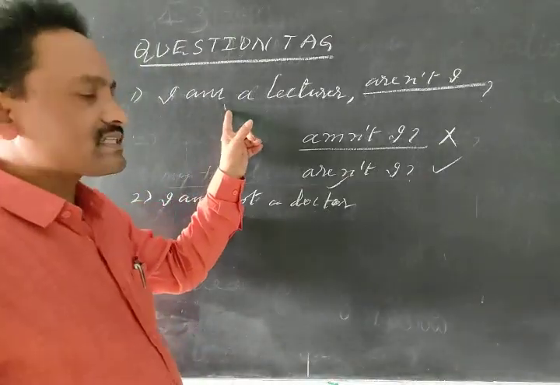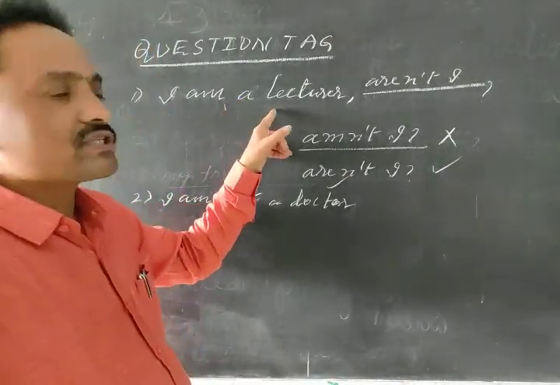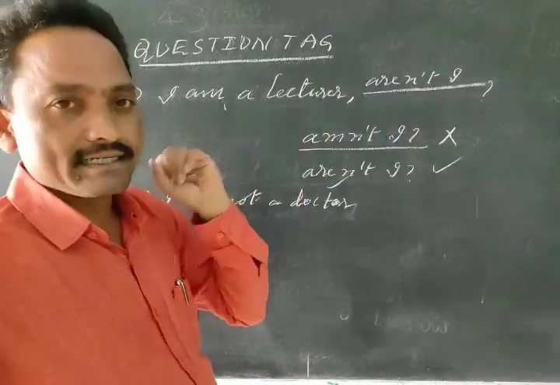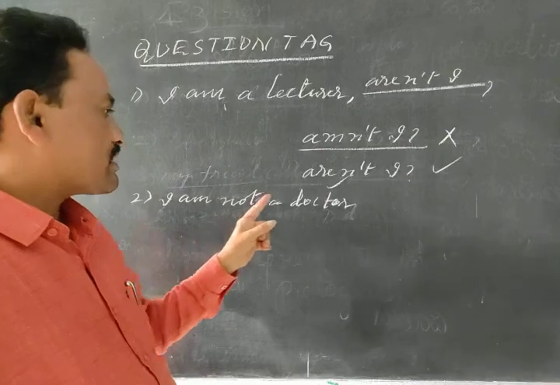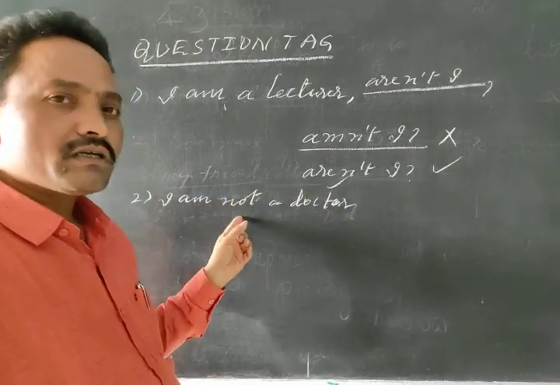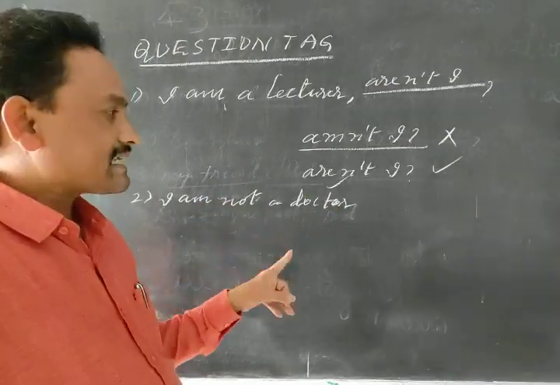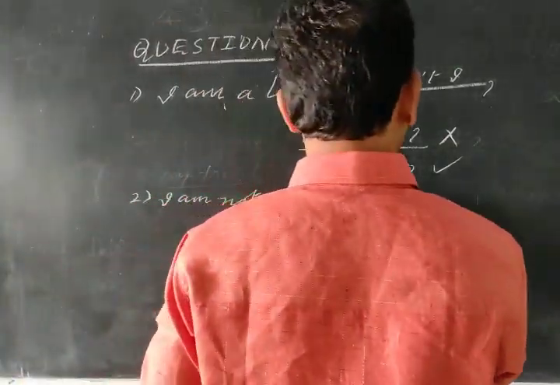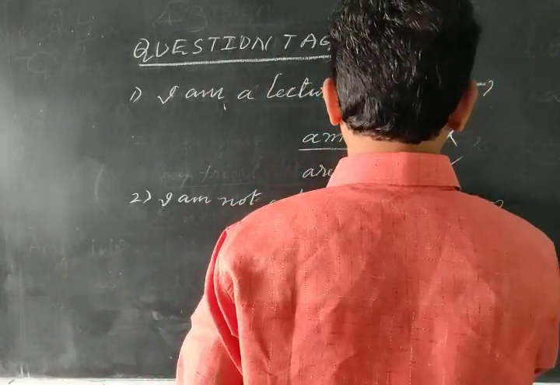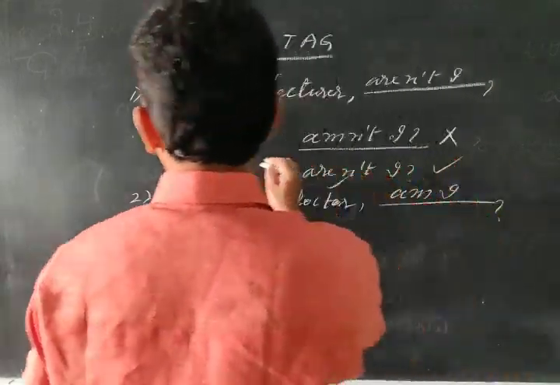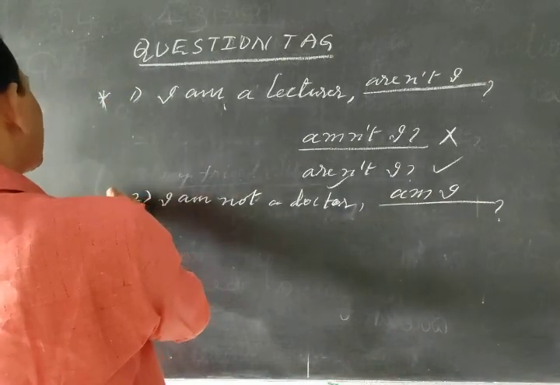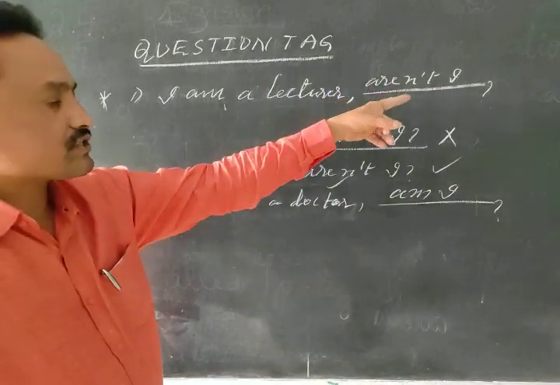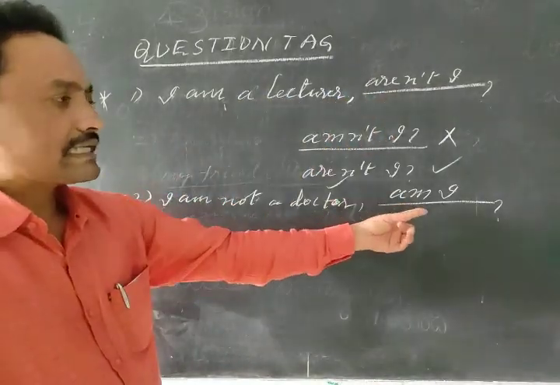Here in the first sentence, "am" is used as a positive statement. To this positive statement, the question tag is "aren't I". But when you come to the second one, I am not a doctor, here "am" is used with a negative sense. In this case, the question tag is "am I", but not "aren't I". Remember, these two are important rules in question tags. If I am a lecturer, aren't I. I am not a doctor, am I.